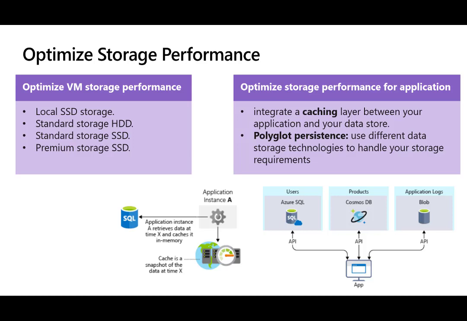Another strategy to optimize storage performance for an application is what we call polyglot persistence. Essentially, it just means that you should use different data storage technologies to handle your storage requirements. Consider the following e-commerce example. Suppose that you store application assets in a blob storage, product reviews and recommendations in a NoSQL store, and user profile or account data in a SQL database. The second illustration shows how an application might use multiple data storage techniques to store different types of data.